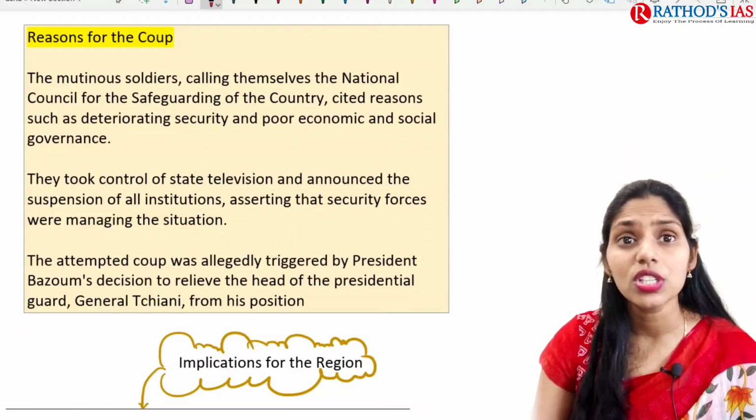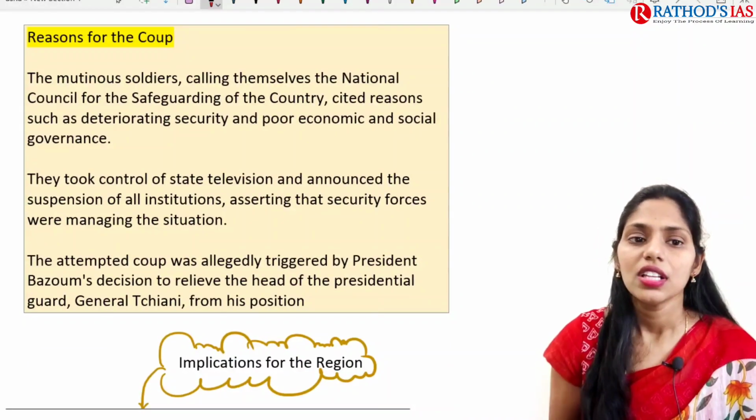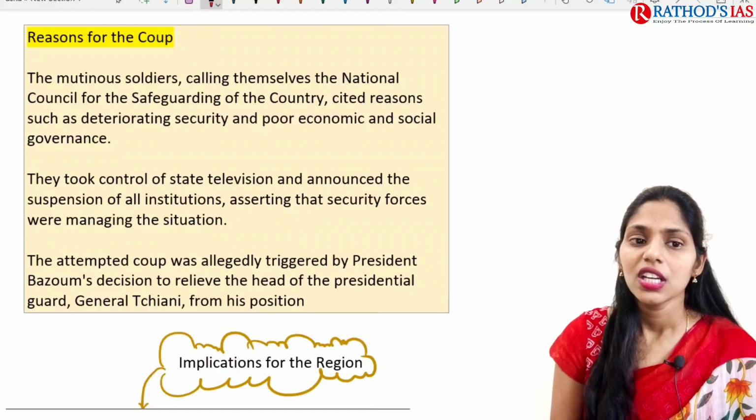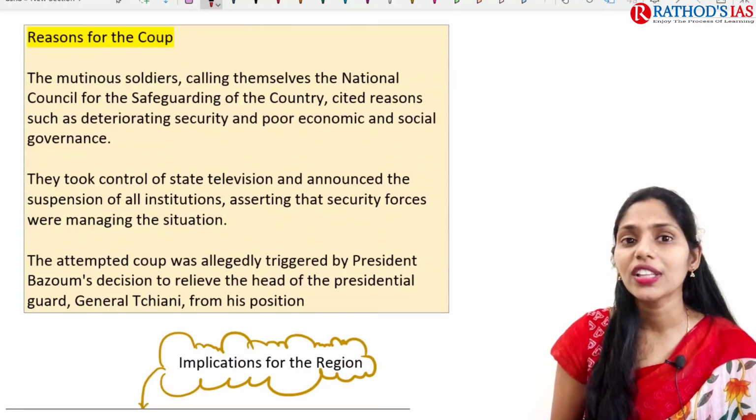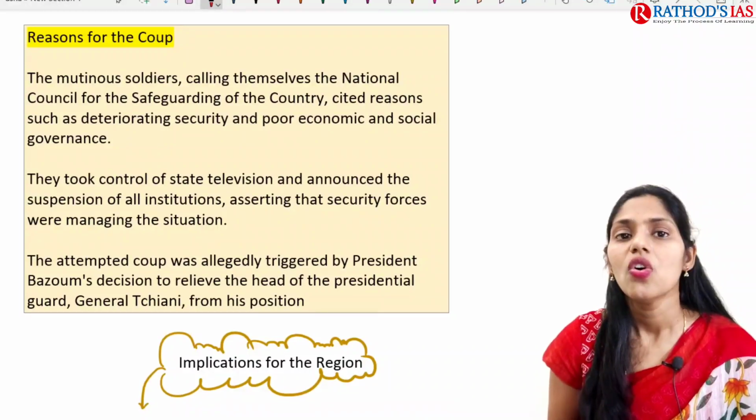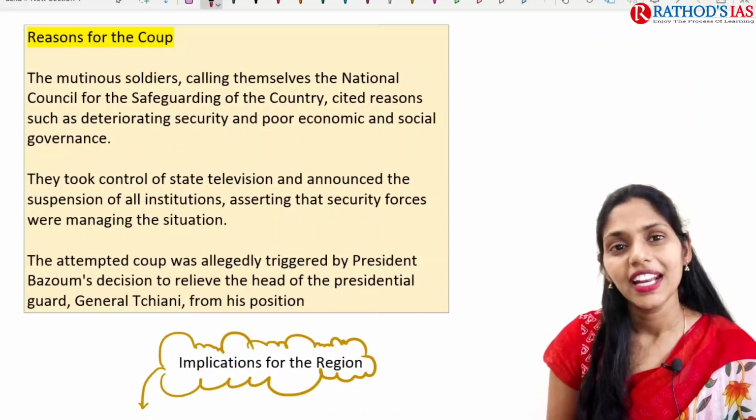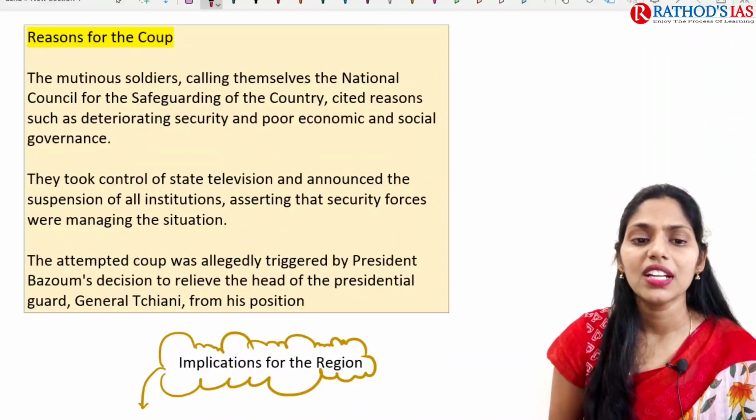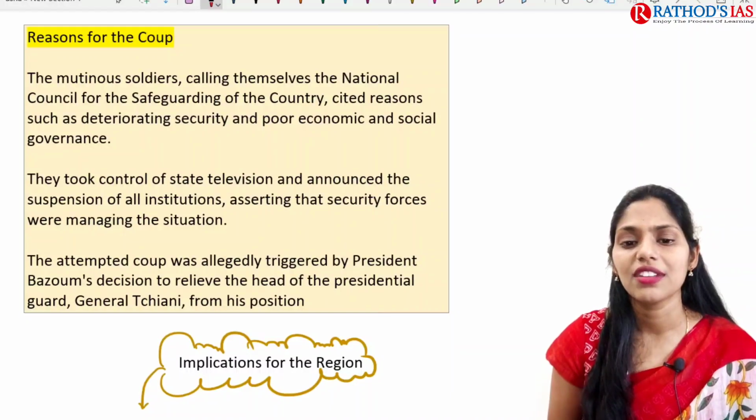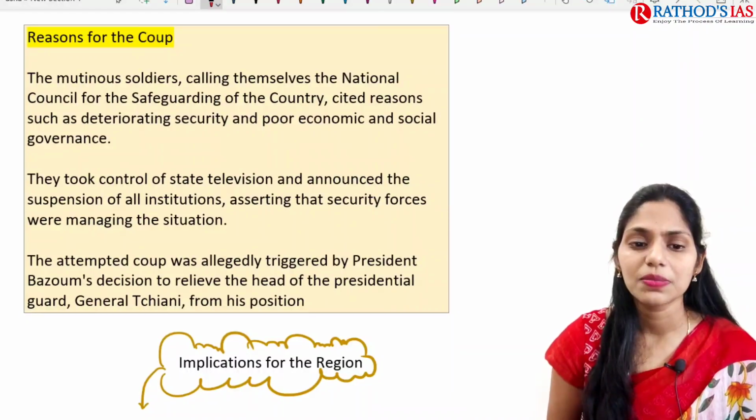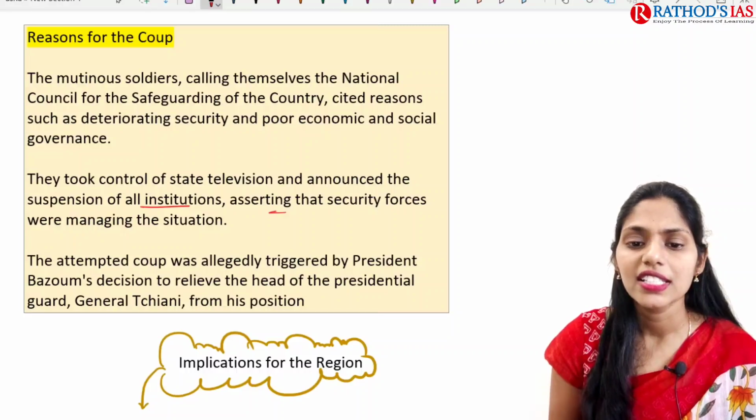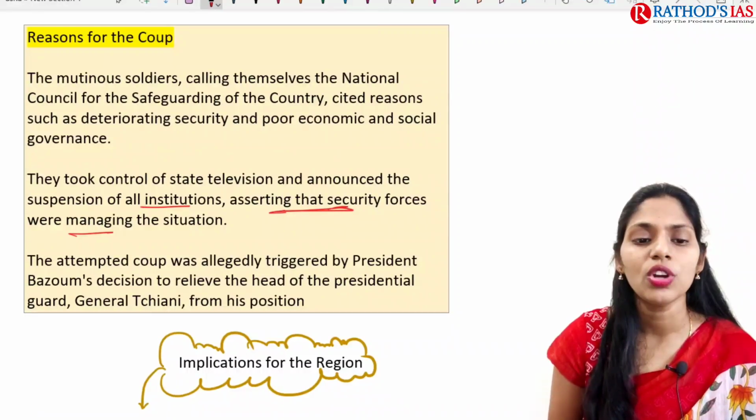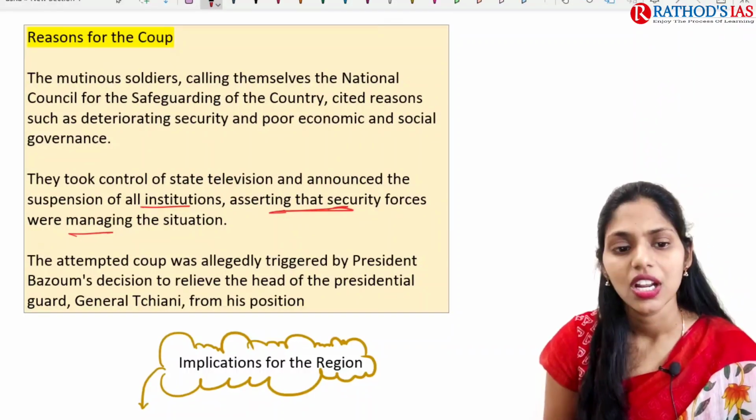Now let us try to see what exactly the reasons are. The first and foremost thing here is that the mutinous soldiers are calling themselves the National Council for Safeguarding the Country, and they cited reasons such as deteriorating security and poor economic and social governance. They took control of state television and announced the suspension of all institutions, asserting that their security forces are managing the situation.